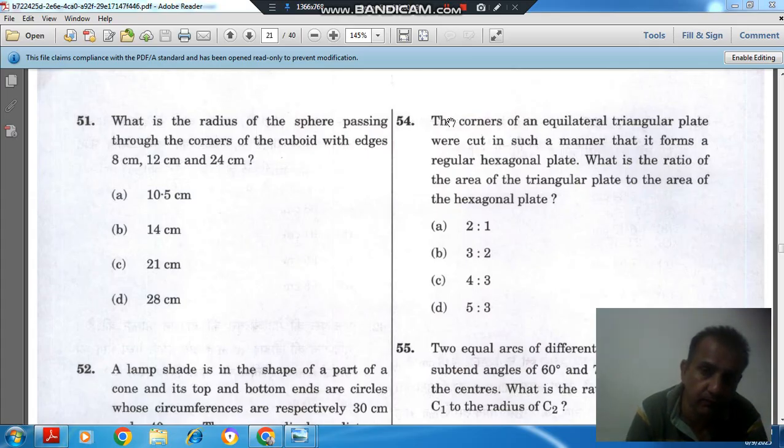Question number 54: the corners of an equilateral triangular plate were cut in such a manner that it forms a regular hexagonal plate. What is the ratio of the area of the triangular plate to the area of the hexagonal plate? Option A 2:1, option B 3:2, option C 4:3, and option D 5:3.